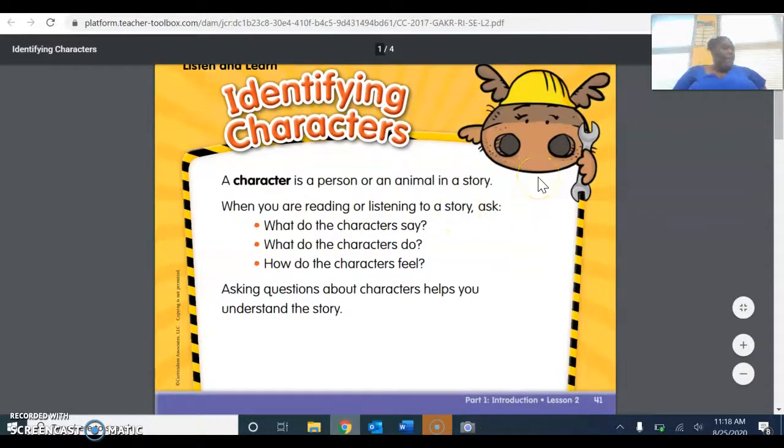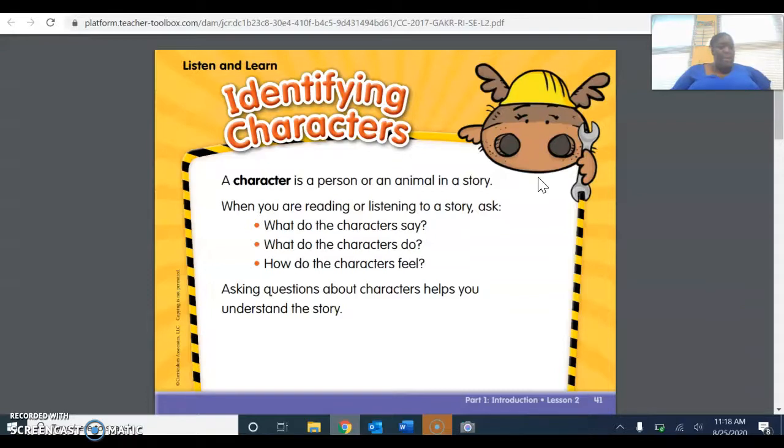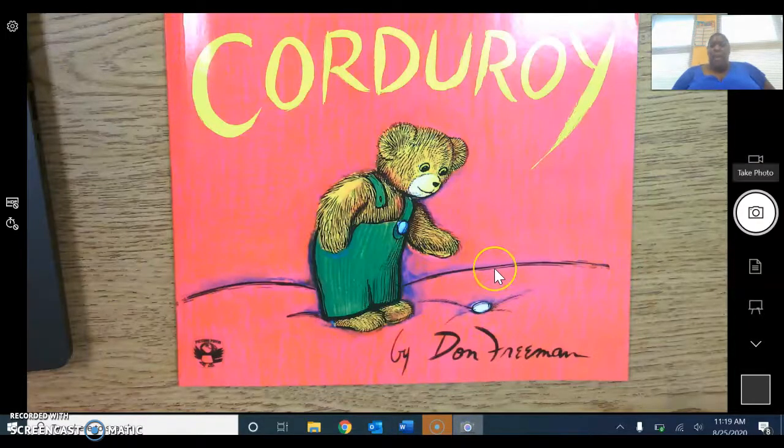All right, so for our lesson today, we're finishing off from yesterday. By the end of this lesson, you should be able to identify the characters in a story and also ask questions about the character in order to understand the story. So here I have this book.